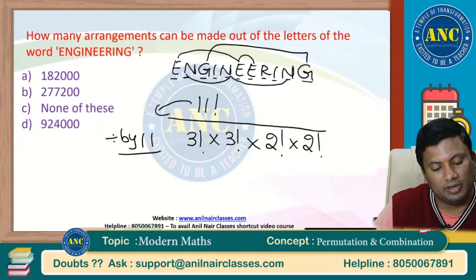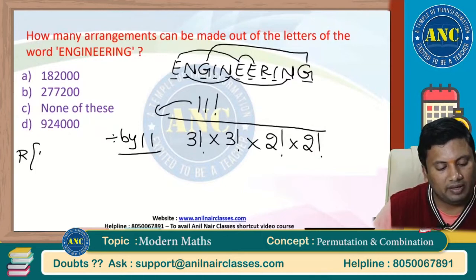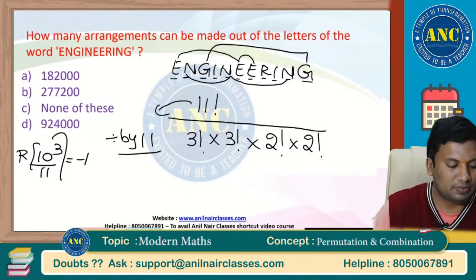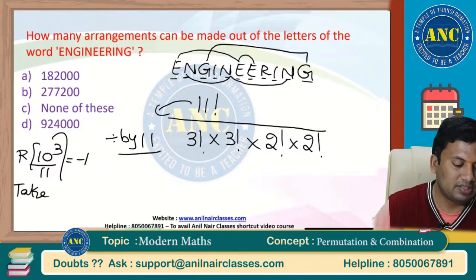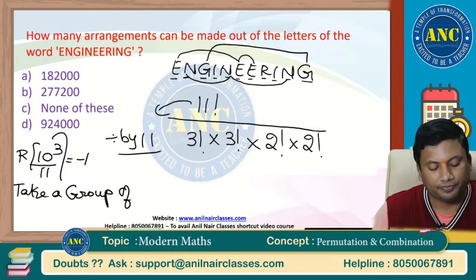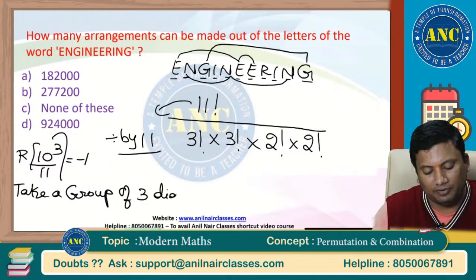What is the divisibility rule of 11? 10 cube divided by 11 is minus 1. Take a group of 3 digits. Please make a note of another divisibility rule for 11. Take a group of 3 digits.